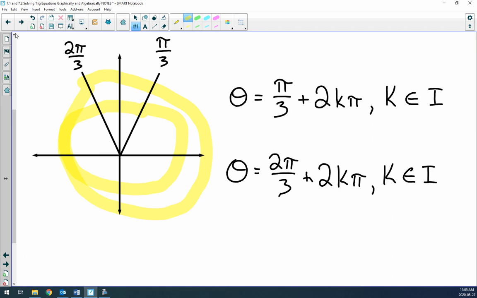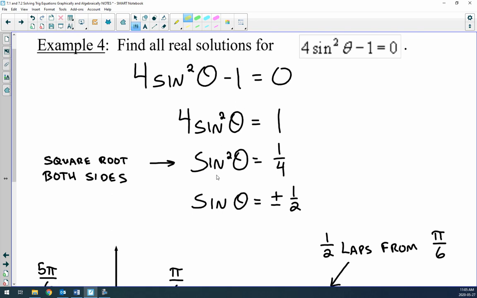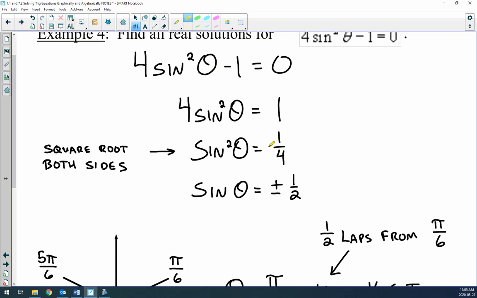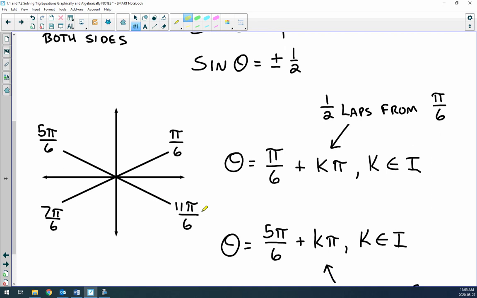Okay, example number 4. 4 sine squared theta - 1 equals 0. Again, do all the work, rearrange it. So move the 1, divide by 4, take the square root. So we end up with plus or minus a half. So there's technically 4 possibilities, right? So pi/6, 5 pi/6, 7 pi/6, 11 pi/6. Just look at your unit circle and you can see where sine is positive or negative a half. Okay, so let's start with the first one. So pi/6 works here. But in this case, we don't have to go all the way around as a full lap.